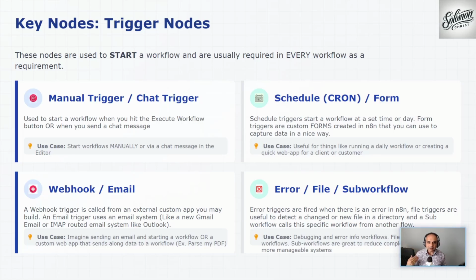And finally, the last three trigger nodes we're going to talk about are the error trigger node, the file trigger node, and the sub workflow trigger node. Each one is used for something completely different. Error triggers are fired when there's an error in n8n. And usually you could state that this workflow, which has an error trigger, can be called from other workflows.